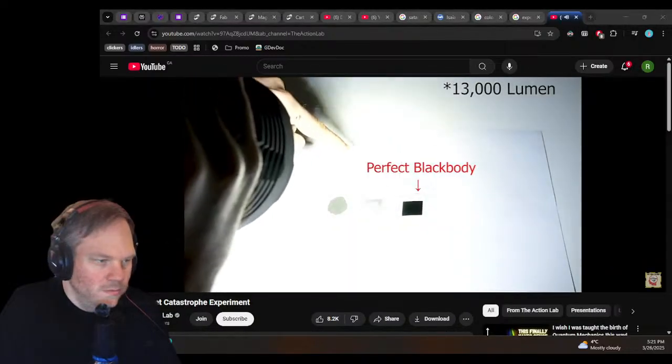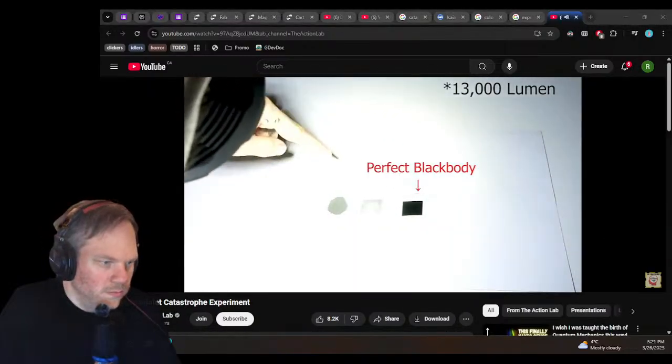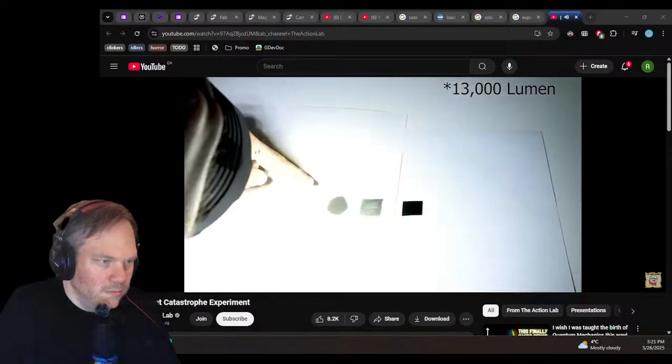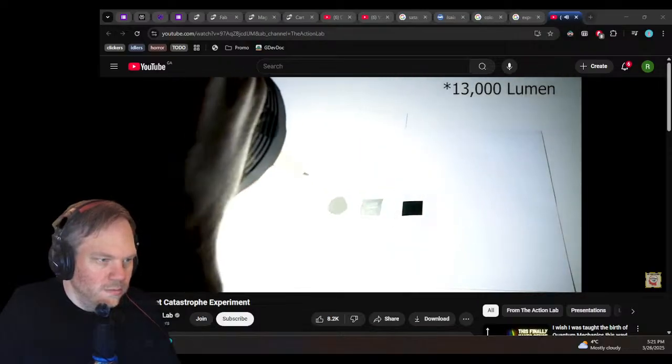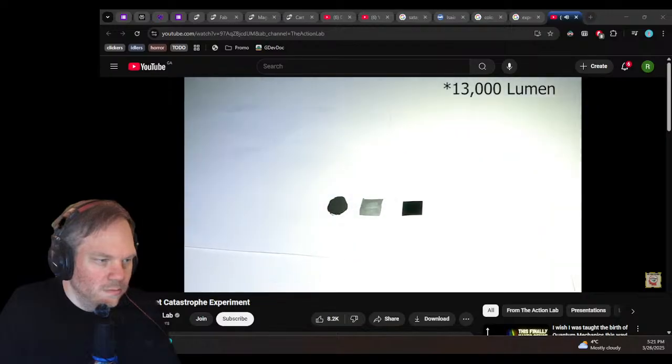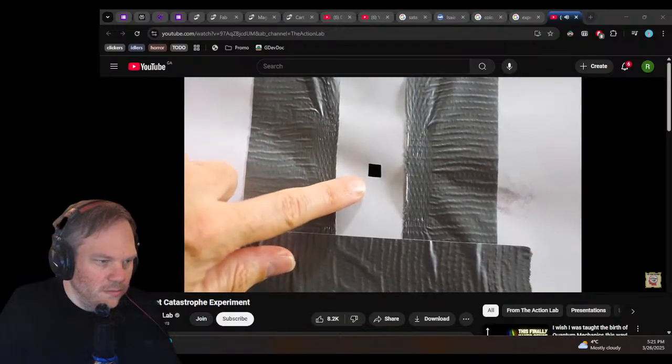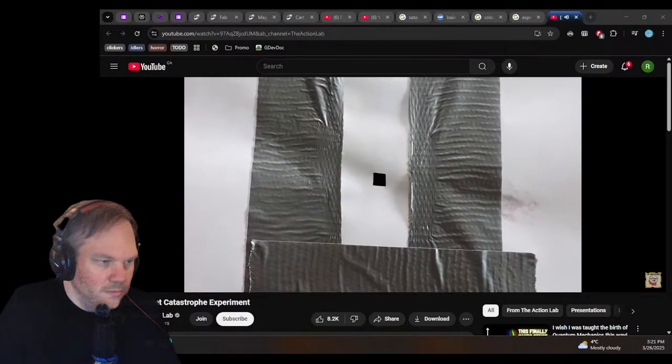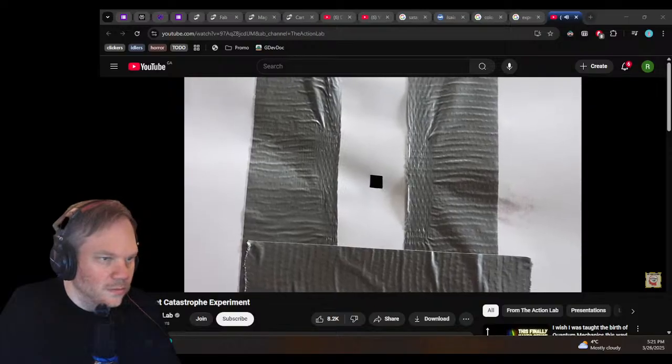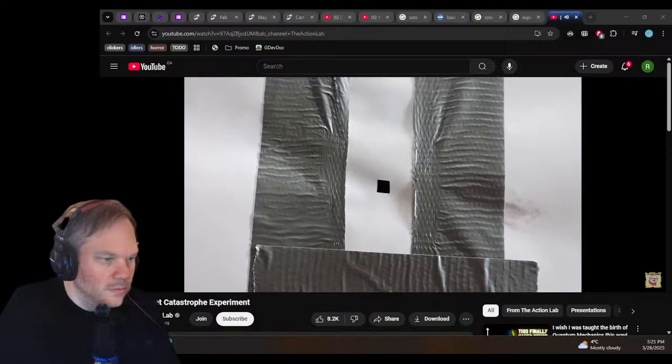So this is my theoretical black body. What this is, it's a body that absorbs 100% of the radiation that hits it. So it absorbs everything. Now the thing with black body radiators like this is that they look black at room temperature. But if you heat them up, they don't actually look black.